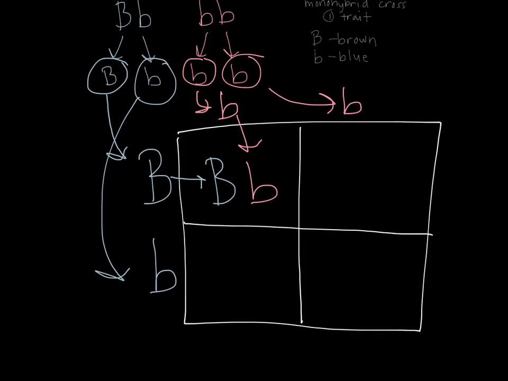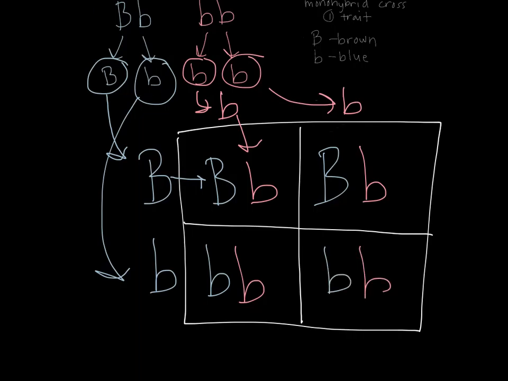And we're going to do the same for all squares. So this one will get another capital B from dad, small b from mom. This square down here will get a small b from dad, small b from mom, and same thing here. So we're just crossing them in.